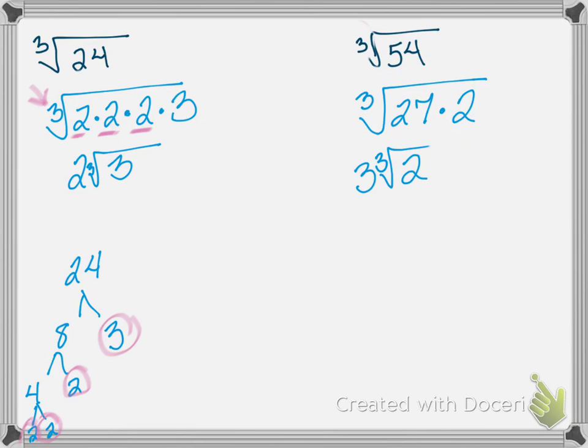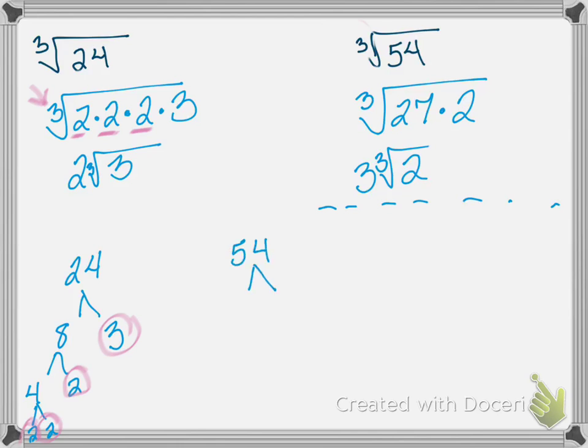Most of us can't look at that and see that. And that's okay. Most of us can't look at that and say 27 times 2. Okay? If you can, great. If you can't, that's okay. So what we're going to do is we're going to take the prime factorization of 54.